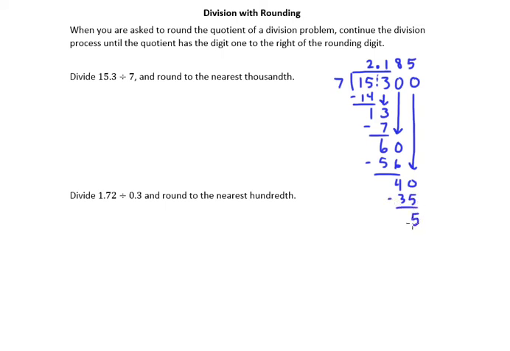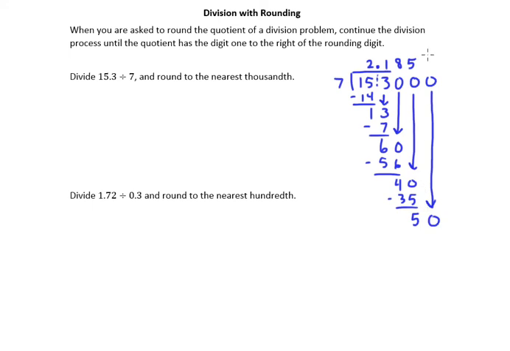We get 5. And at this point, some people are tempted to stop. And they're tempted to stop because, hey, this is the tenths, hundredths, thousandths place, and that's what they asked us to round to. But remember, when we round, we need to look at the digit to the right to know whether to round up or down. And so we definitely need one more 0 here. So we're going 1 past our rounding digit.